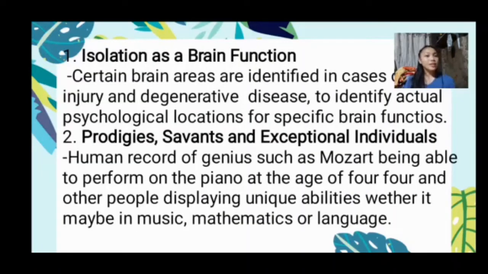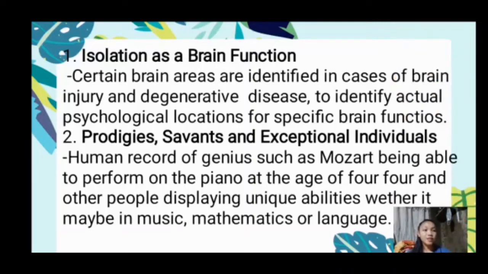So, isolation as a brain function is when certain brain areas are identified in cases of brain injury and degenerative disease to identify actual physiological locations for a specific brain function. A true intelligence will have its function identified in a specific location in the human brain.